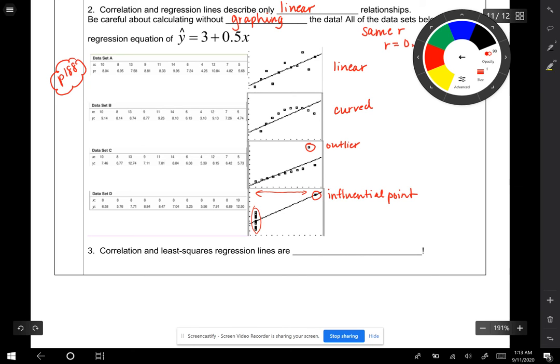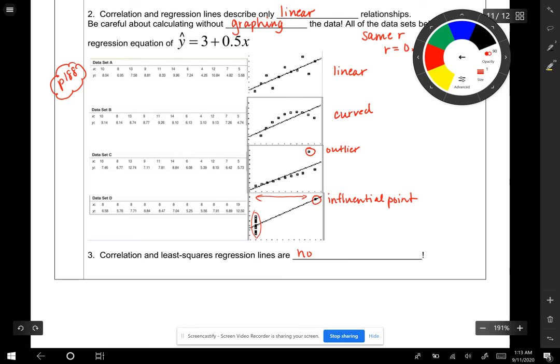So basically, this example is just saying, make sure that you're careful about calculating without graphing the data. Correlation and least squares regression lines are not resistant. So this is just the good old wisdom here. And the reason why they're not resistant is because they involve the mean and standard deviation.